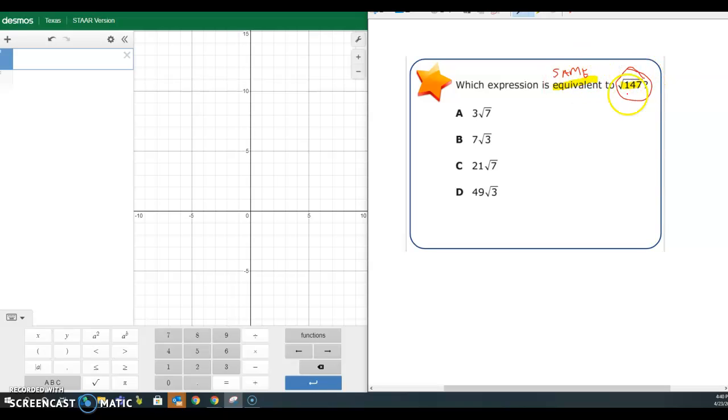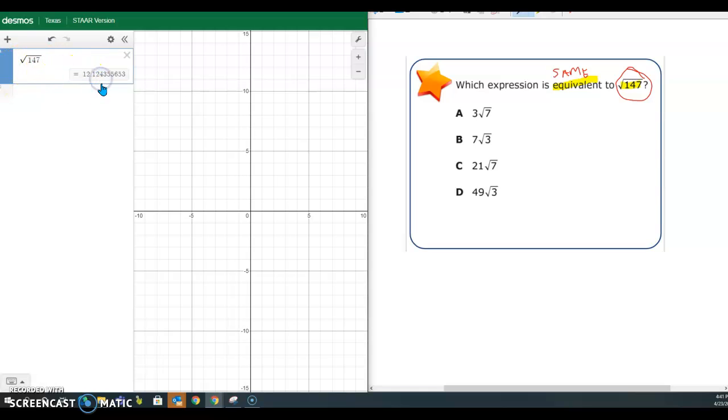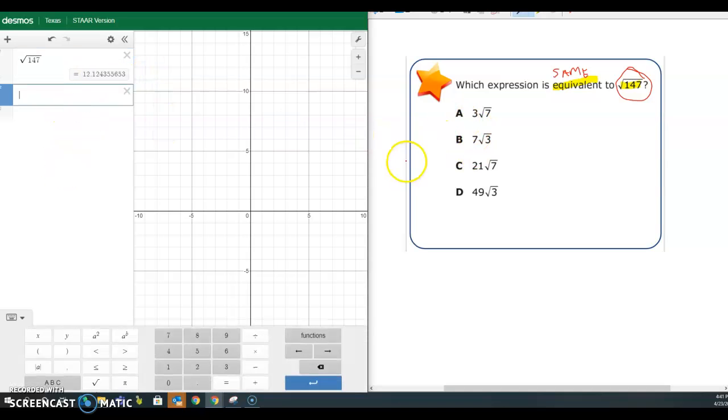A lot of you do, but if you forgot what this means, guys, it's okay because your calculator knows exactly what a square root is. So guys, if you type this expression in the calculator, square root of 147, you figure out that the square root of 147 is the same as 12.124355653. So now guys, one of these answer choices, whenever we type it in here, is also going to give us this number. So I'm going to go ahead and type my answer choices.